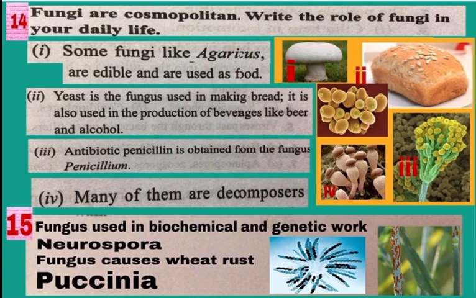Question number 15. Fungus used in biochemical and genetic work. It is Neurospora, which is used in biochemical and genetic work. Next part of the question is, name the fungus that causes wheat rust. It is Puccinia, which causes wheat rust. And you can see both of them in the diagram given.